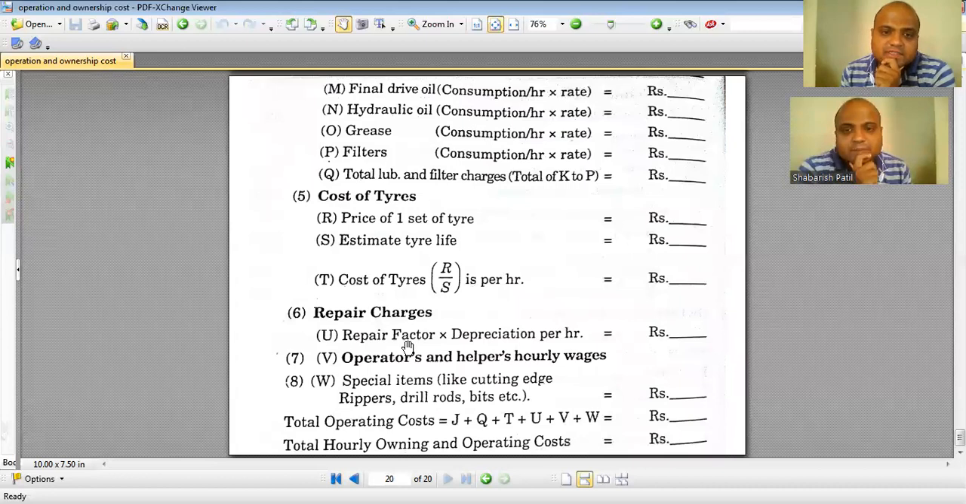Repair charges, that is repair factor into depreciation per hour. So we will be getting repair charges. The repair charge is accounted here as some percentage of depreciation. Then operator and helper wages are supposed to be noted. Special items like cutting edge repairs, if we have any extra attachments to those equipment, are also supposed to be listed. So total operating cost is going to be J plus Q plus T plus U plus V plus W, and total hourly owning and operating cost is this.